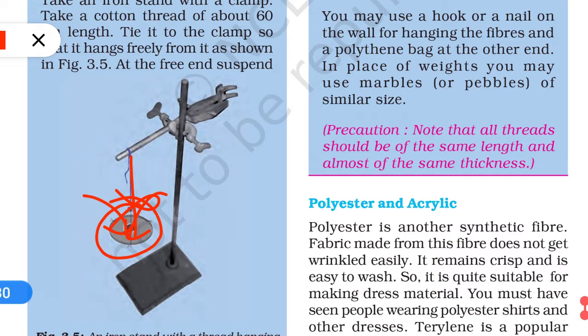So first you can take cotton, then you can take wool fiber, and then silk, then nylon, then polyester. In such a way you have to take fibers of similar length, the same length and almost the same thickness. So when you take fibers of the same length and same thickness and try up to what weight they can bear, from this weight you can find out the strength of the fiber.